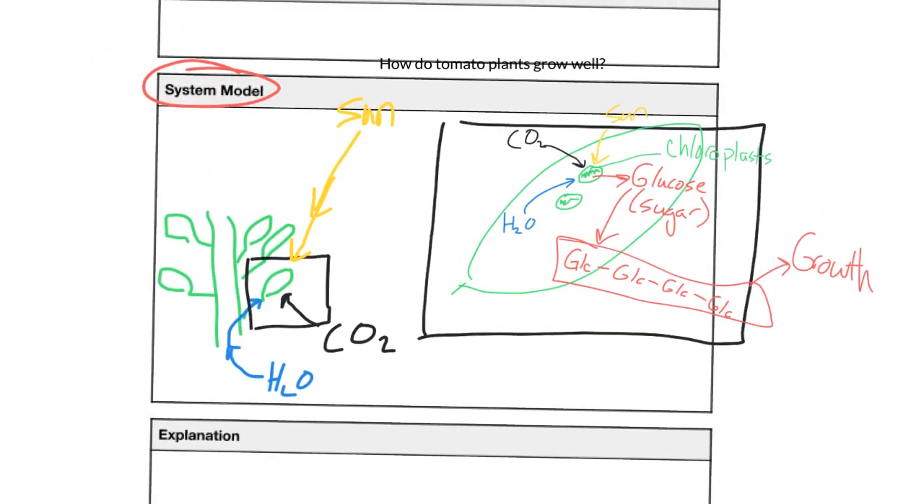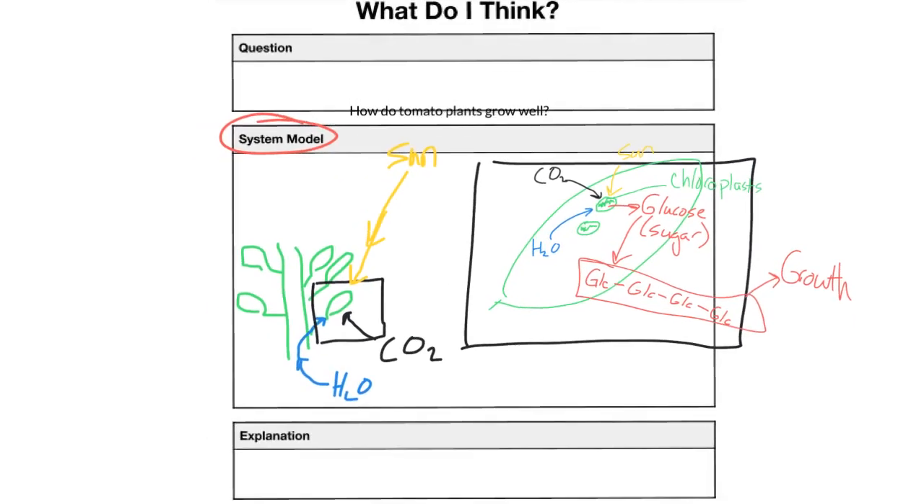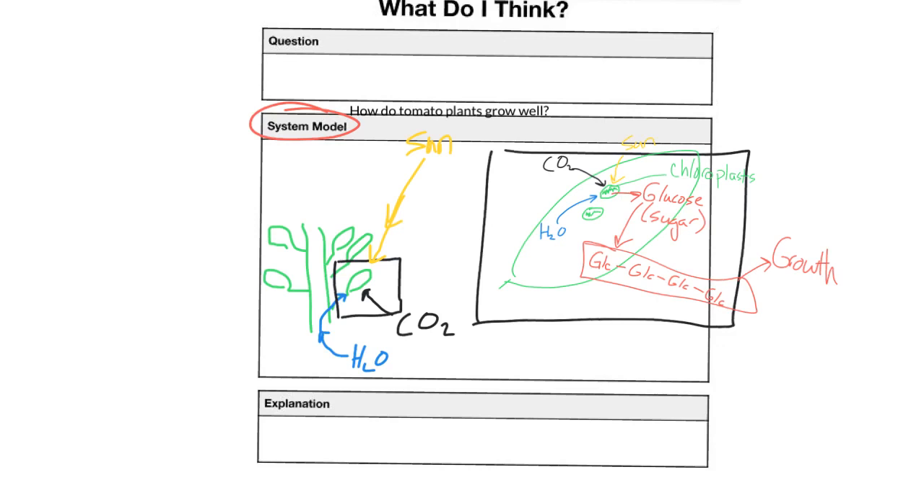So we've got our inputs, we've got our outputs, we've got our components of our system, and we have how these inputs interact with each other. They interact inside of the chloroplast. Whoops, we moved our how do tomato plants grow well. This should stay right there. Okay, so this is a very simplified system model. I'm just trying to give you a quick look at what this looks like.